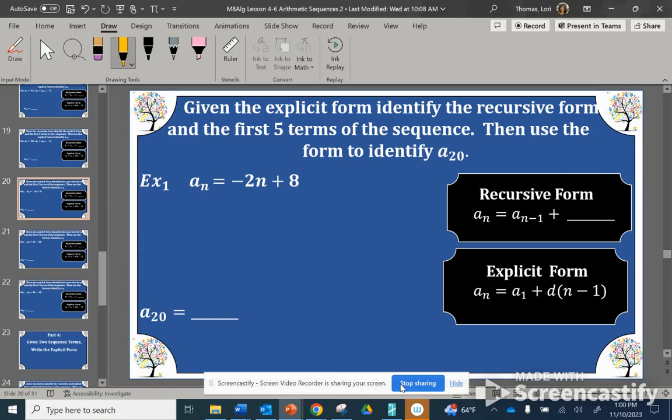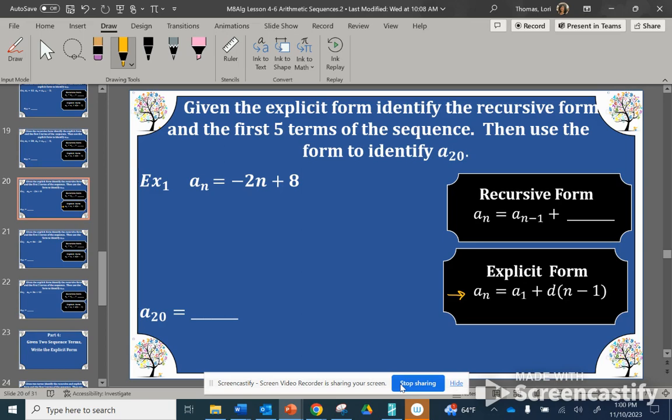Okay, guys, now let's take a look at the second part of part 3. And we're going to look at explicit form. So here we have an explicit form, which originally looks like this, where we put in our first term, and then we put in our common difference. Then it has been simplified to this form.